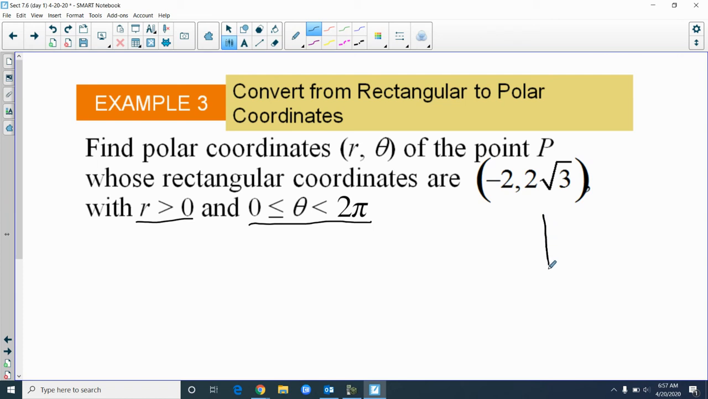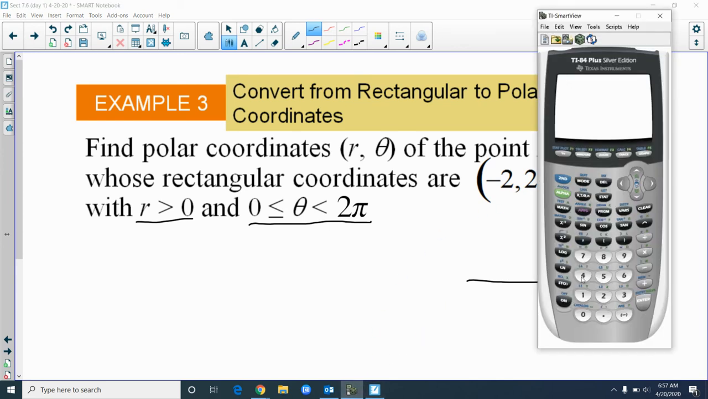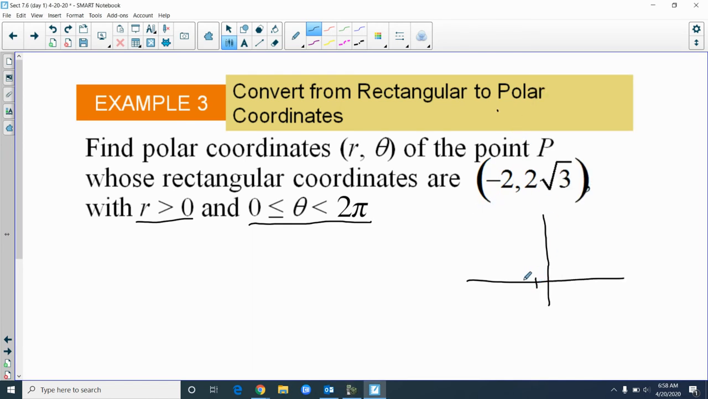All right, just to have an idea, where is this point? Negative 2, 2 square root of 3. Well, I'm just going to find what 2 square root of 3 is as a decimal, just so that I have an idea where it's at. About 3.5. So this is negative 2 and then about 3.5. So that is our point.